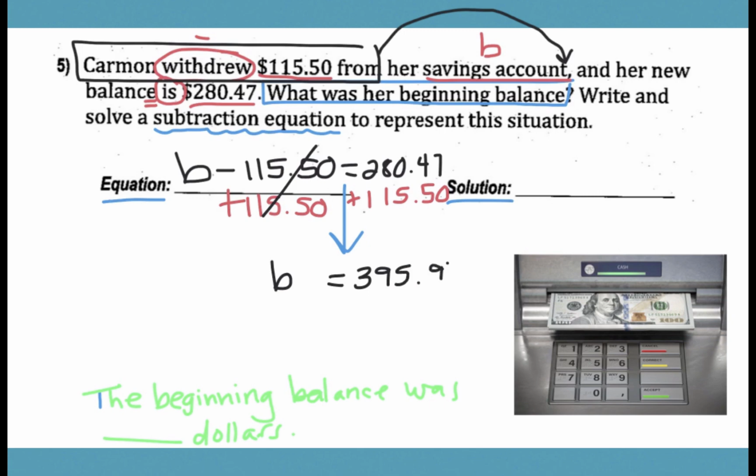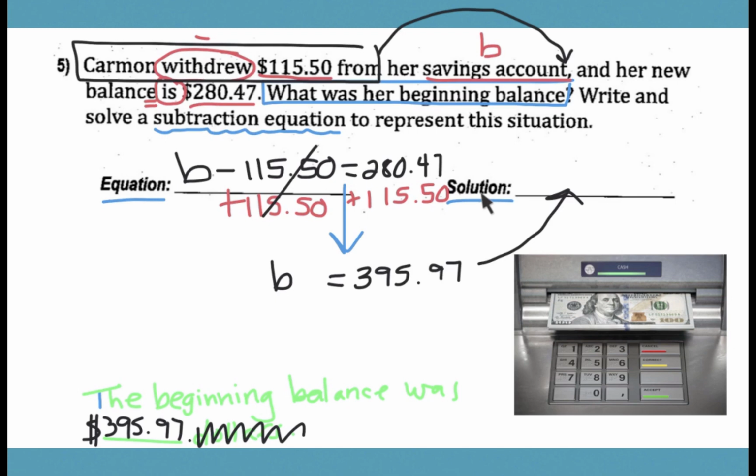I get 395 and 97/100. So that is my solution. Put that on the line there. Our variable is referring to dollars. So down in my response here, the beginning balance was $395.97. I'm just going to scribble that out, put a period, and then put my dollar symbol in the front. There we go. We wrote the equation for the real world situation, and we solved for the unknown.